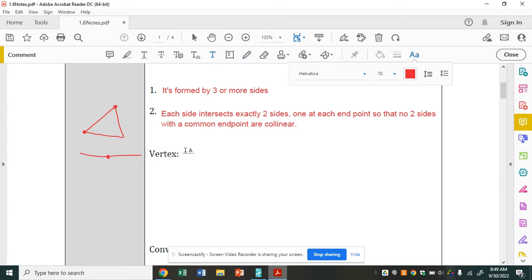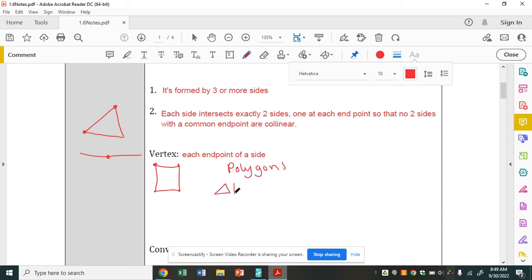A vertex is each endpoint of a side. So thinking about a shape, if you think about a square, these are your vertices, right? Vertices is the plural of vertex. So those are your vertices. So some examples of polygons.